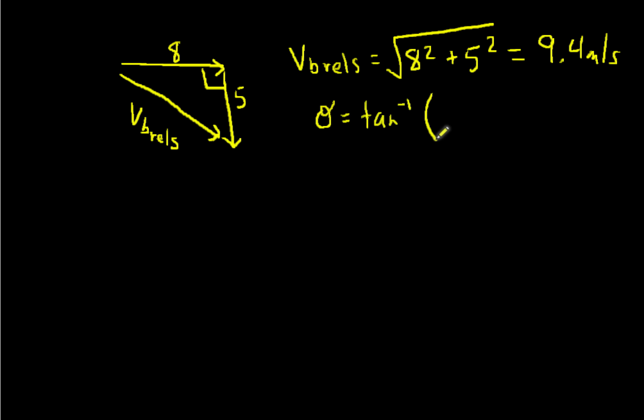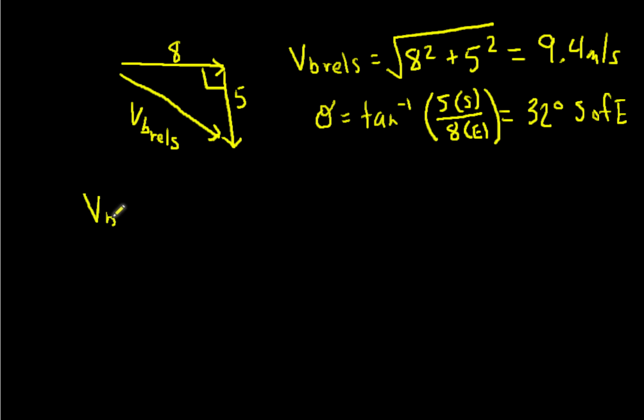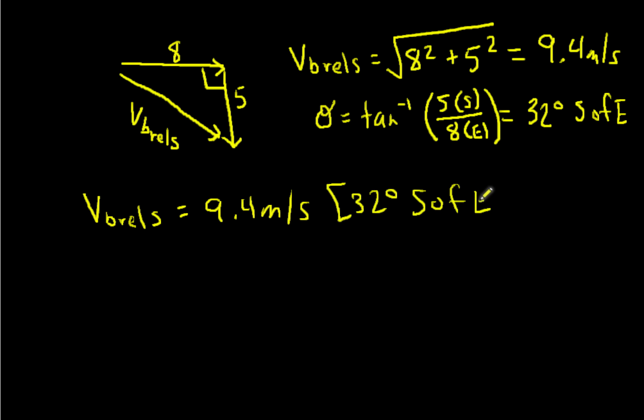Tan⁻¹ of 5 south divided by 8 east gives us 32 degrees south of east. So the velocity of the boat relative to the shore, which is just another way of saying the velocity that an observer on the shore would see, is the 9.4 meters per second at 32 degrees south of east.